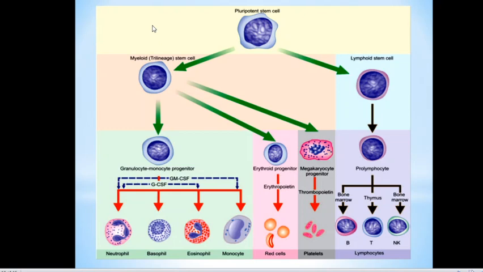So we have the pluripotent stem cell, from where it is further divided into two types, two lineages. We have the myeloid stem cell and the lymphoid stem cell. From the myeloid, it is further divided into three portions. We have the granulocyte monocyte progenitor, erythroid progenitor, and the megakaryocyte progenitor. From the granulocyte monocyte progenitor, we have the neutrophils, basophils, eosinophils, and the monocytes. And from the erythroid, we have the red cells, and from the megakaryocytes, we have the platelets. So this will undergo a series of transformations. I'm not putting it here.